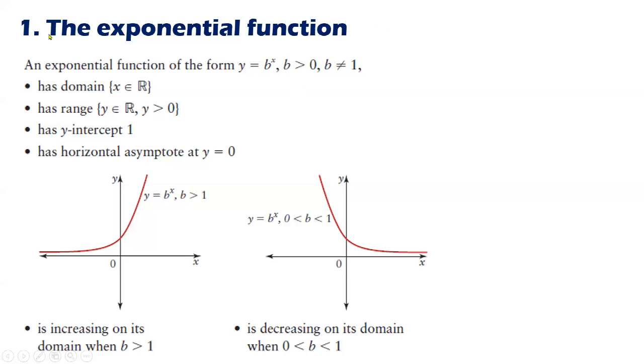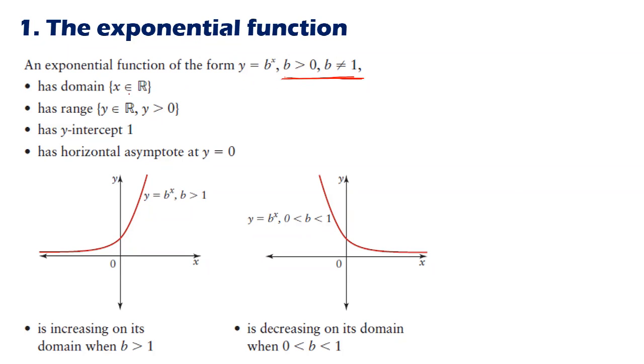So first of all, let's have a look at the definition and main properties of exponential functions. The exponential function has the form y equals b raised to the x power. b is the base, and b is greater than 0 and b cannot be 1. Note here there is a constraint for the base b.